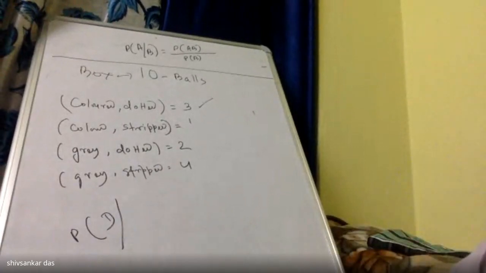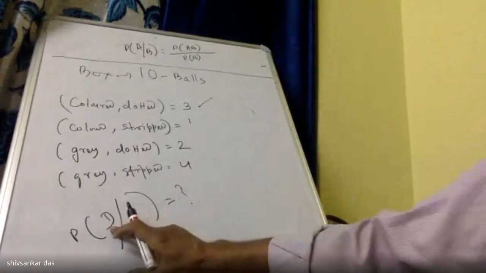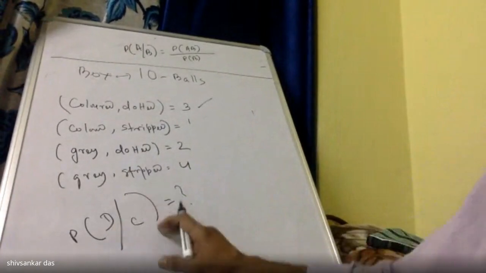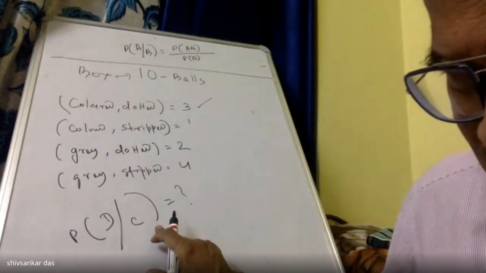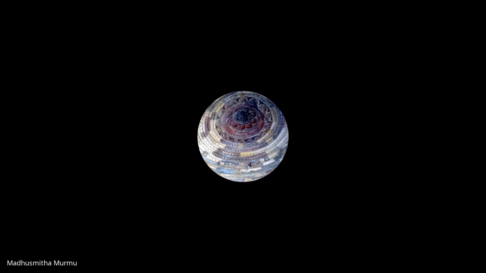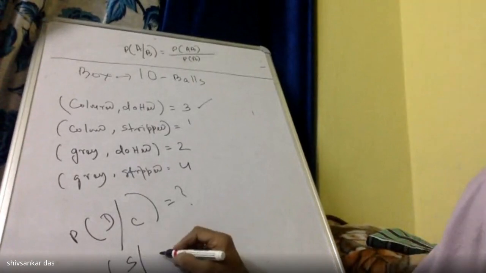dotted provided they are colored. Dotted but colored. First condition is colored. Second condition is dotted. Number 1, number 2, striped and gray.